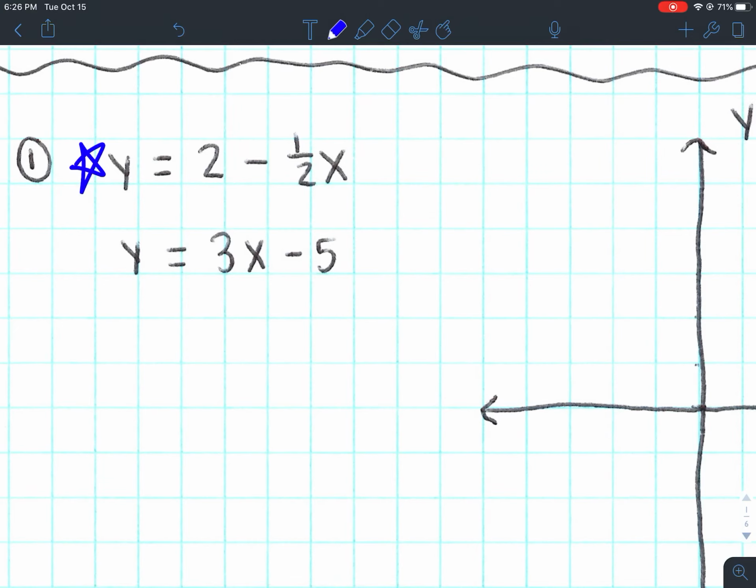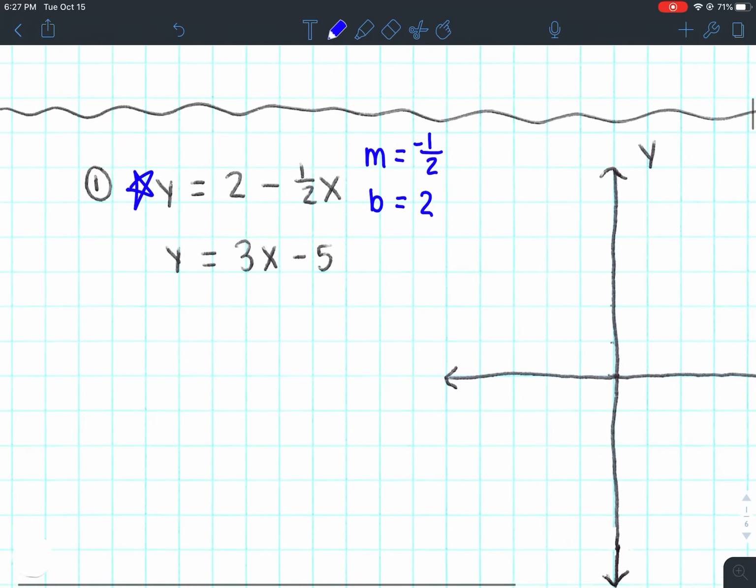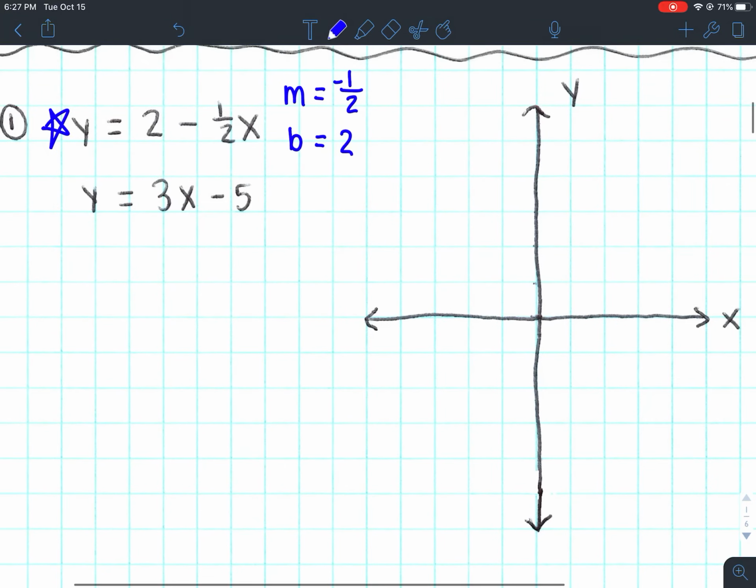So you want to identify your slope and your y-intercept. The slope for the first line here is going to be negative 1/2, okay? And our y-intercept is going to be positive 2. So remember, your slope is attached to the x because it's mx. So I'm going to go ahead and graph this line first.